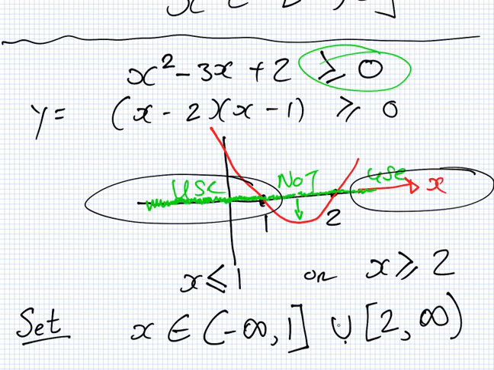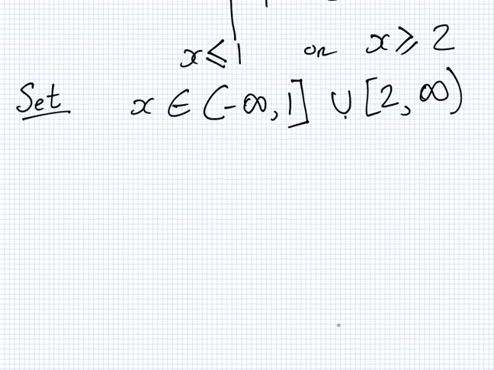Okay, so the second way to do this now. X squared minus 3x plus 2 needs to be positive. Again, at the start it looks the same. We factorize it.